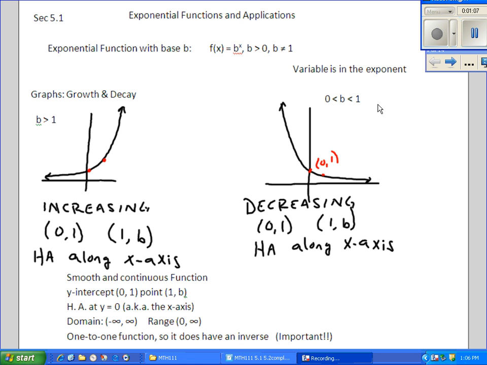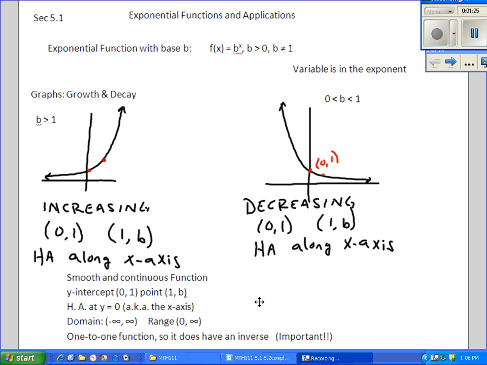Now, if the base of the exponent is a fraction between 0 and 1, then we're going to get what we call a decay function, where it's decreasing as we look at it from left to right. It will still go through the same two points. I'll have the y-intercept of (0, 1), and the nice point at (1, b), only b now is a number between 0 and 1, so it's a little bit harder to locate. And again, we get the horizontal asymptote.